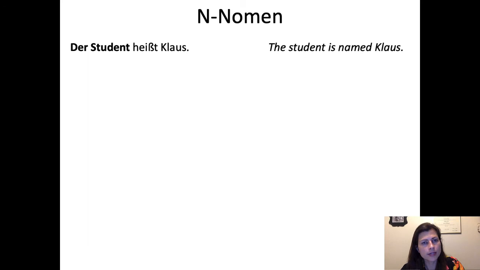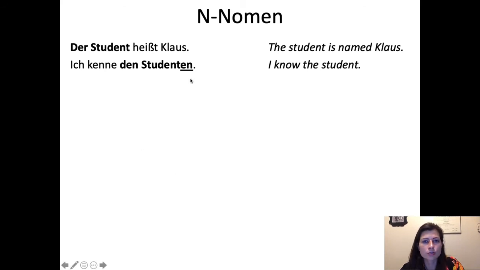So der Student heißt Klaus, the student is named Klaus. Ich kenne den Studenten, I know this student. It looks like the plural, it's actually identical. Studenten, that is the plural, right? But the article, den Studenten, den is the singular, not the plural. If it said ich kenne die Studenten, then it would be plural, die, right? But it's den Studenten, and so it's still singular.